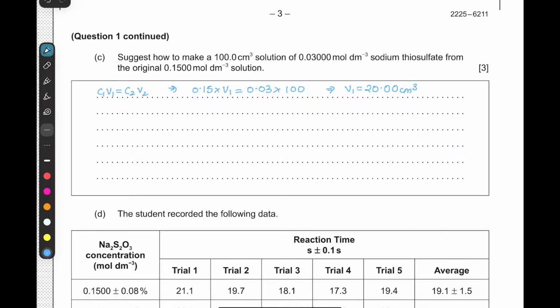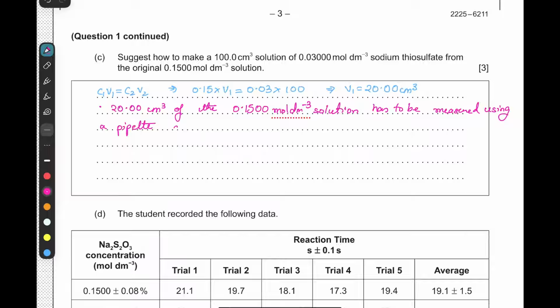Yeah. Now if I try to write the steps, it will look like this. So 20 cm³ of the 0.15 mol per dm³ solution has to be measured. As it's a small volume, we can use a pipette to measure it accurately. And this has to be transferred again to a 100 cm³ volumetric flask.